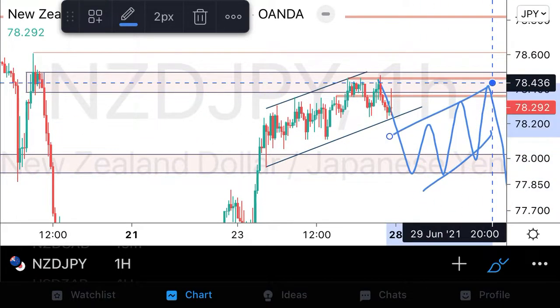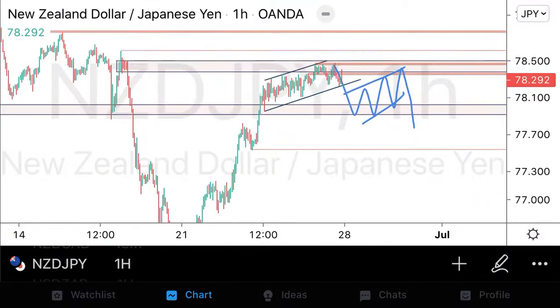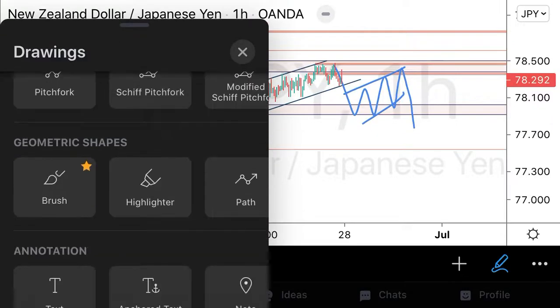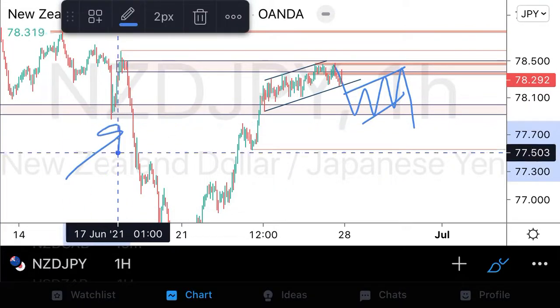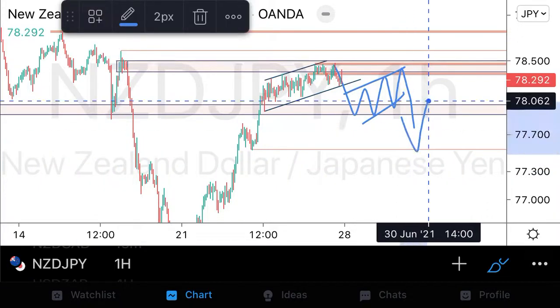Nonetheless, we're looking for those sell biased opportunities on New Zealand dollar JPY, guys. We are not looking to buy this pair. We've seen the momentum, and we want to trade in the direction of that momentum. We just need to wait for structure to give us a reason to sell in the direction of our directional bias.